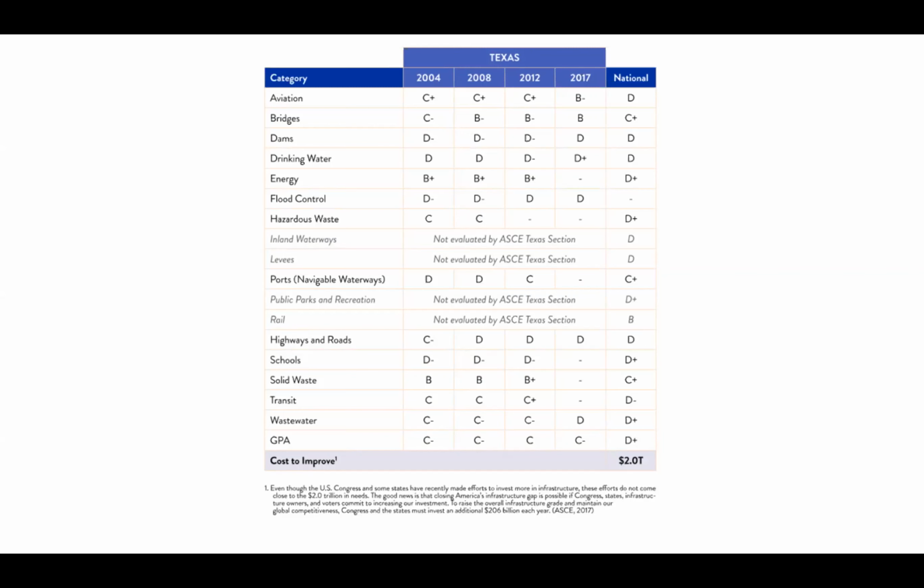I've got three more and then we'll... Okay, I like this. We got lots of questions. Yes, rapid fire here. Why are the levees not being evaluated? Texas has a lot of levees. Good question. I don't have an answer for you on that one.